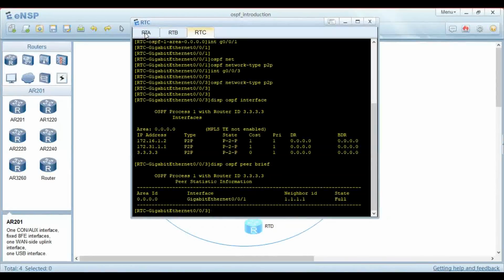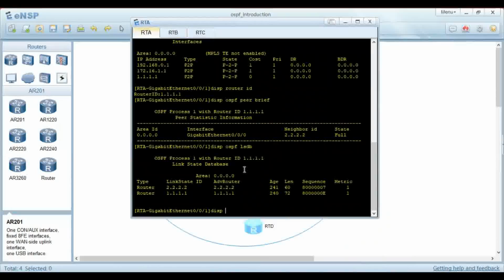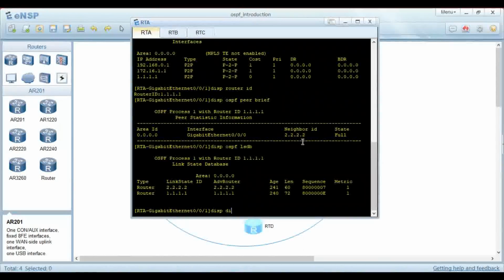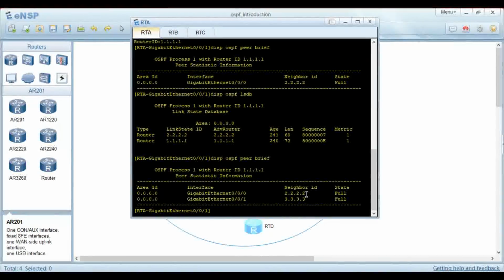So we have a neighbor. If we go to RTA and display the neighbor, we expect it to have two neighbors, because this one has been configured for OSPF and that network has been enabled for OSPF. This one has been configured for OSPF and this network has been enabled for OSPF. So we expect it to have two neighbors, RTB and RTC. So display OSPF peer brief gives us the two neighbors, you see, 2.2, that is router B, and 3.3, that is router C.